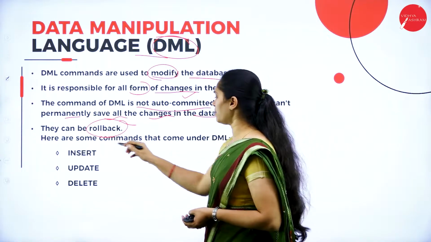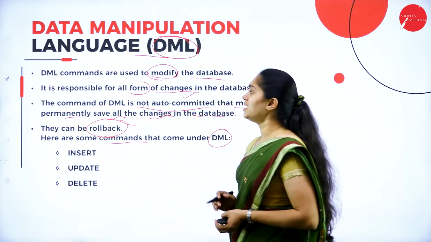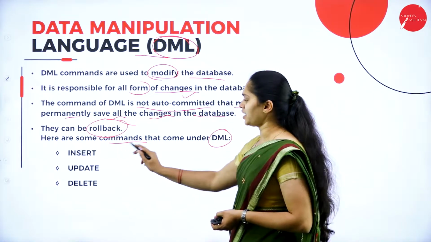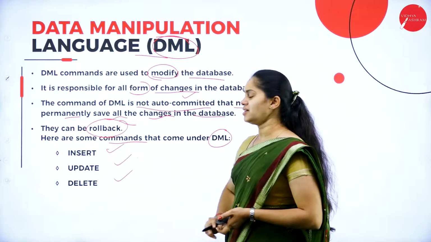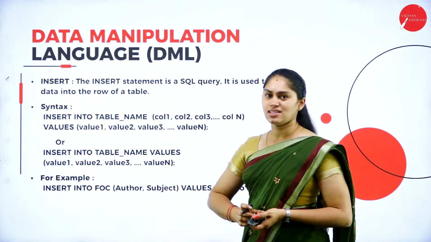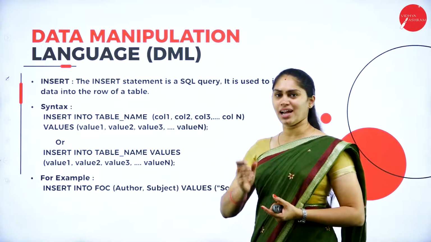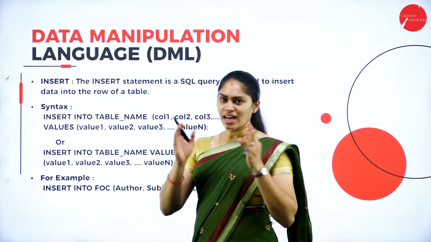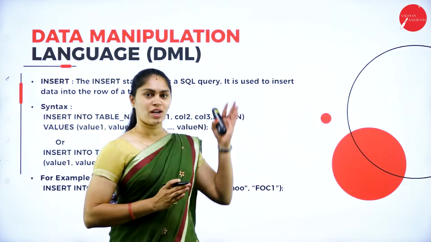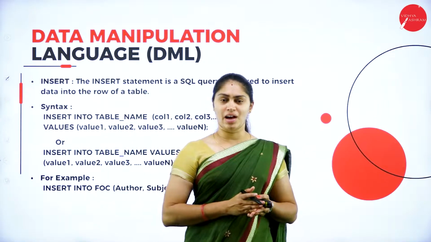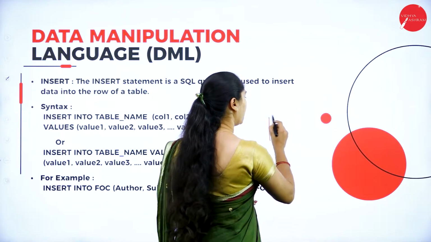So what are the commands we have in DML, data manipulation language? That includes insert, update and delete. We'll see why the insert command, update command and delete command are used. As the name indicates, insert means what? We have created a table, I know what columns or attributes we have. Then how are we going to fill its rows?